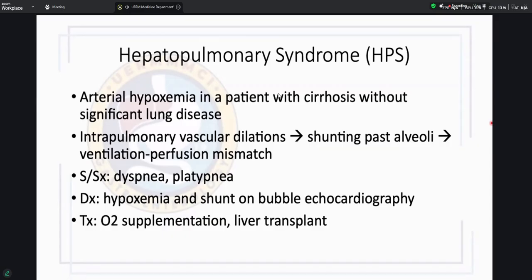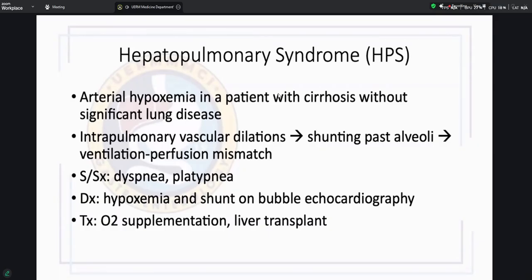Aside from cirrhosis affecting the kidneys, cirrhosis can also affect the lungs. So the first liver-lung syndrome that I'm going to discuss is the hepatopulmonary syndrome, or HPS. HPS is characterized by arterial hypoxemia in a patient with cirrhosis without significant lung disease. Like HRS, in HPS there should be no pre-existing lung conditions, so the lungs are structurally normal. The liver disease causes intrapulmonary vascular dilations, resulting in blood shunting past the alveoli and significant ventilation perfusion mismatch.